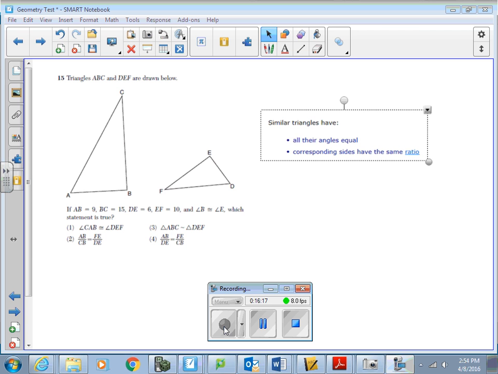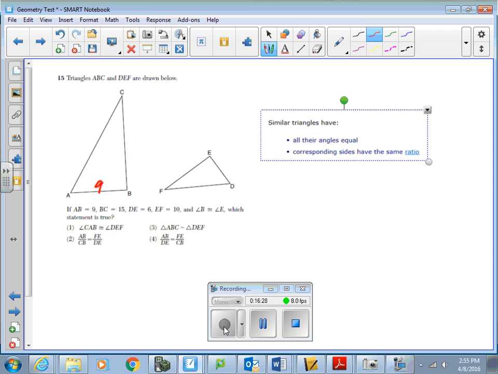All right, let's look at number 15. It says triangles ABC and DEF are drawn below. They have your 2 triangles here. If AB is equal to 9, so let's label these. BC is equal to 15, and DE is 6, EF is 10, angle B is congruent to angle E. Okay, which statement is true? So think about that for a second.